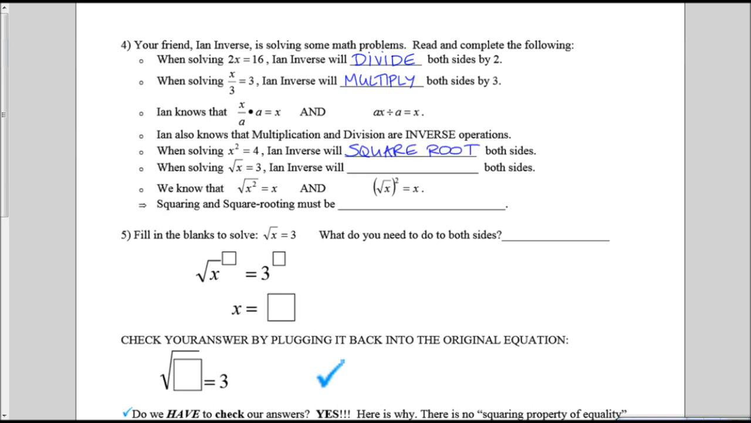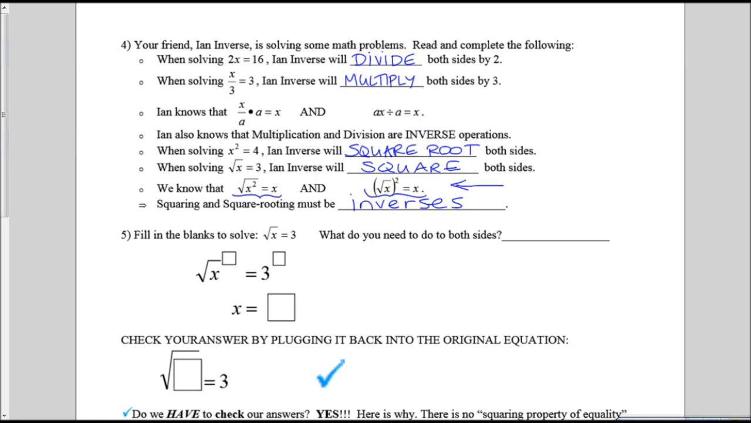When solving the square root of x equals 3, we have to use the inverse. And what's the opposite of square rooting? That would be squaring. So to undo square rooting, we need to square both sides. And here it says we know that the square root of x squared equals x, and the square root of x with the squared on the outside also equals x. So squaring and square rooting must be inverses.